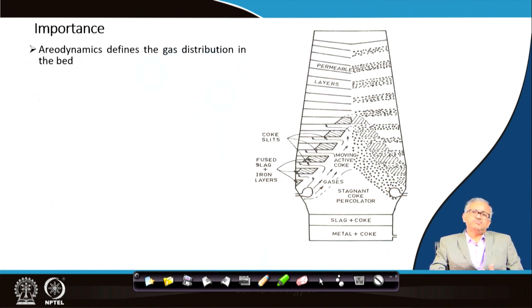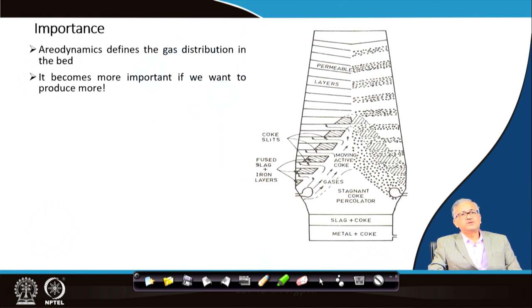So, bed permeability is a very important parameter in blast furnace, both in the solid zone and in the liquid region, in the wet zone of the blast furnace. And aerodynamics basically helps in predicting what type of gas distribution in a blast furnace we have or we can expect. And it becomes more important if we want to produce more. That is, if we want to increase the productivity, then the study of aerodynamics becomes more important.